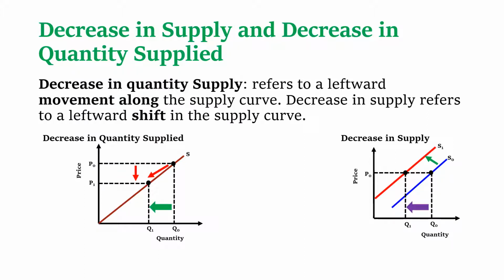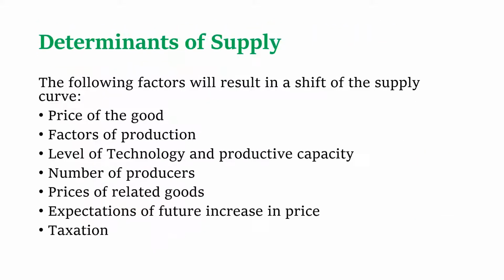Likewise, a decrease in the quantity supplied is a leftward movement along the supply curve. And a decrease in supply is a leftward shift in the supply curve. The supply curve will shift to the left, and this will occur when there is, maybe, an increase in taxation. All right. So we have the following factors that affect supply: factors of production, level of technology, productive capacity, number of producers, price of related products, future pricing, taxation, etc.